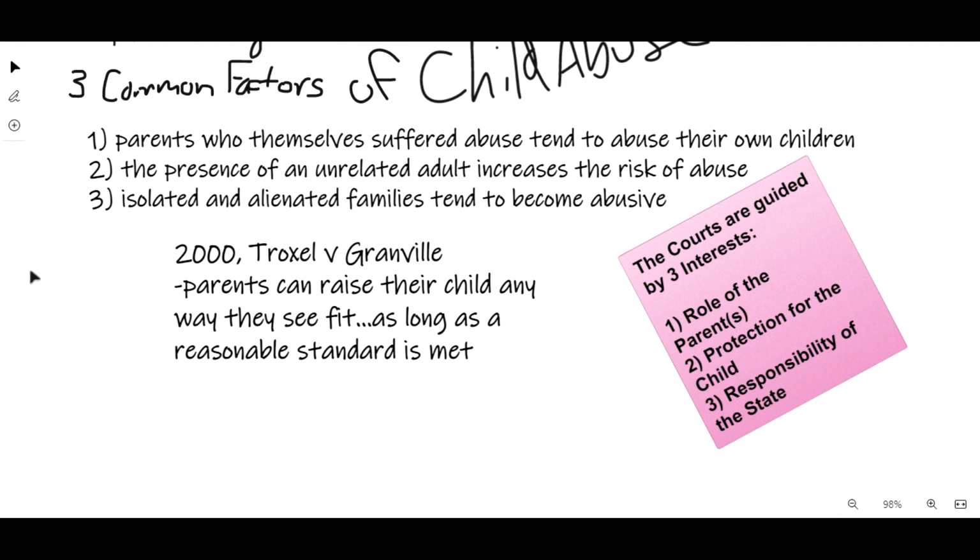So that's chapter 7, family and delinquency. Next time, we're going to talk about peers and delinquency. And oh boy, do we have some stuff to talk about there.